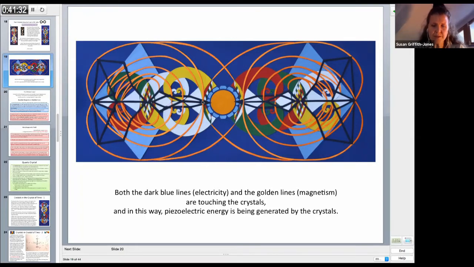Here you'll see the whole way through, it's always like that. So the golden lines always touch each part of the crystal, and of course the golden lines are directly connected to the dark blue lines. So everything is working now together. So both the dark blue lines, the electricity, and the golden lines, magnetism, are touching the crystals, and in this way piezoelectric energy is being generated by the crystals.